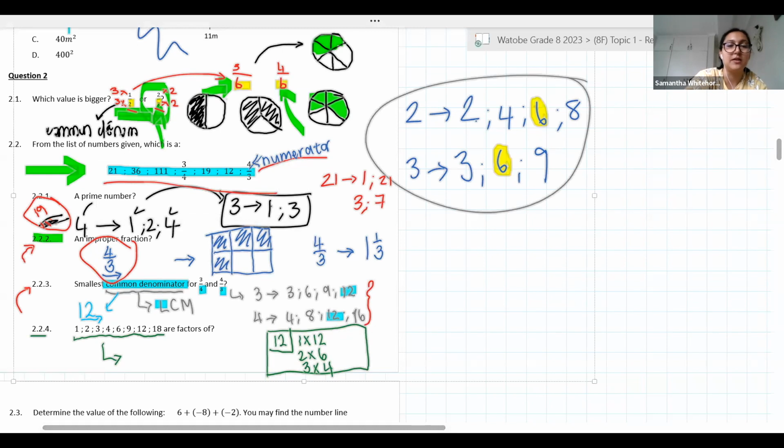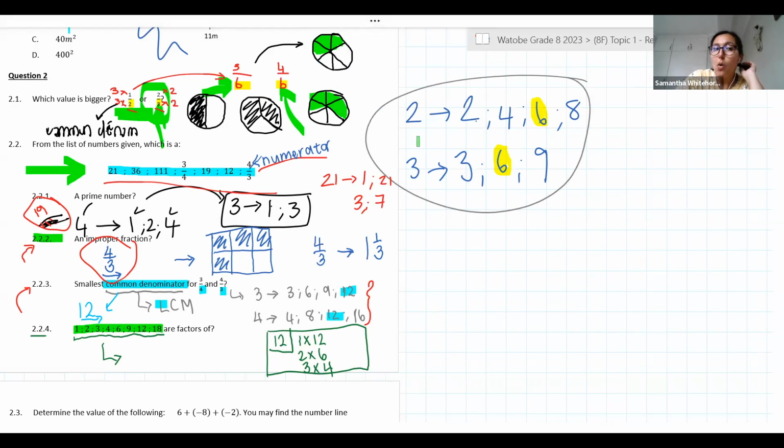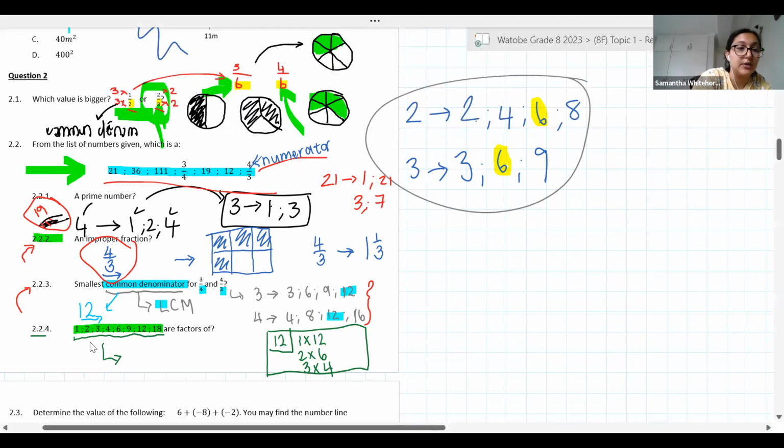Factors of 12. Okay, so they are the numbers that we times together to get an answer. So if we look at these numbers that we've been given here, the 1, 2, 3, 4, 6, 9, 12, and 18, when I multiply them together, what numbers am I getting? So one way that we can do this is we can say, okay, I've got a whole bunch of different pairs of numbers going on here.